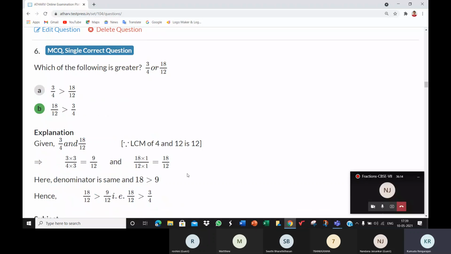See the sixth one again, which is greater? Which is greater? Same, my dear children, LCM, same thing.